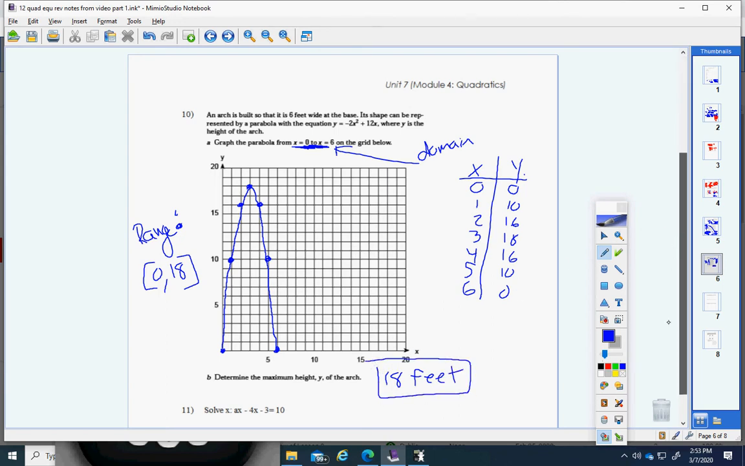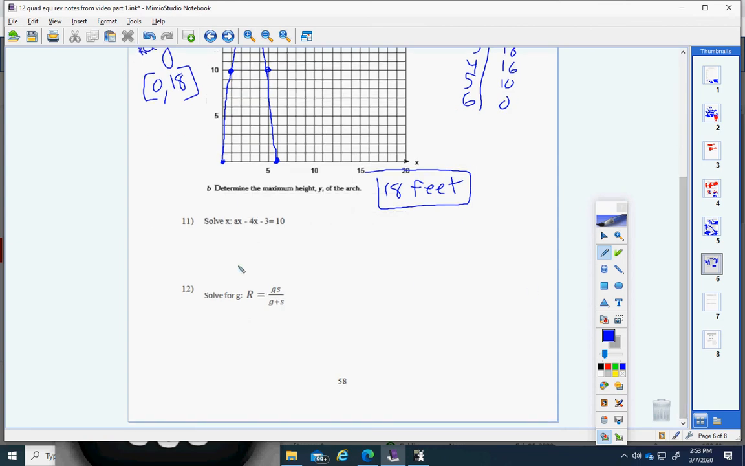Number 11 is like a blast from the past. This is not quadratic. Please remember, I know we're in a quadratic unit, but I'm always going to give you review questions. You have to recognize what kind of equation you're given. This is linear. It actually happens to be a literal linear equation because it's more than one variable.